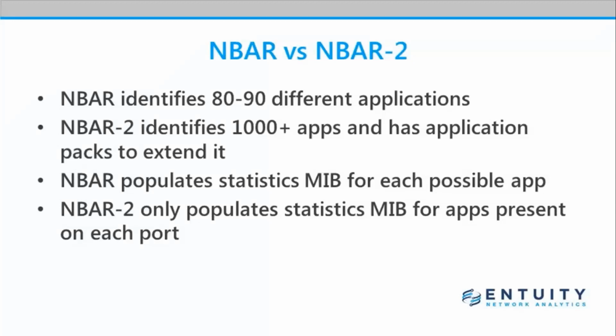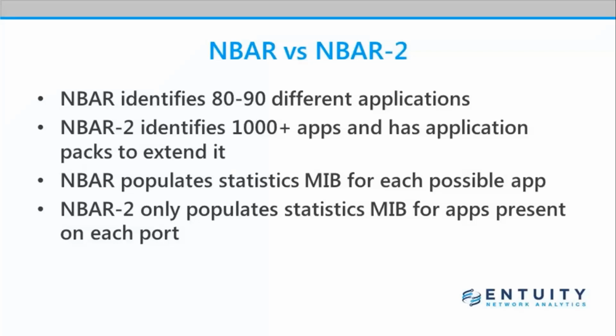NBAR returns entries for every one of those 80 to 90 different applications, whether or not there is any relevant traffic being monitored or being observed. For example, one of the traffic types that it identifies is eDonkey. If there is no eDonkey, then it will still return a value, which will be 0.